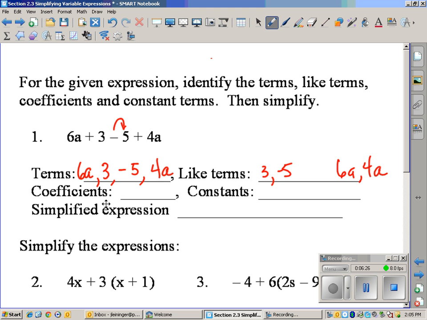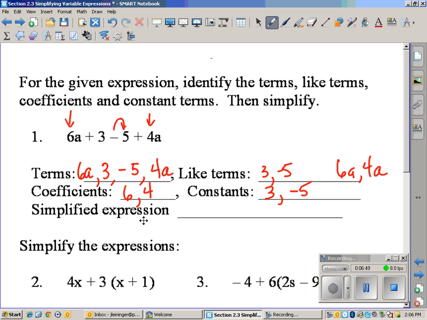Coefficients are the numbers in front of the variables. They do not include the variable, so we have a positive 6 for that one and a positive 4 for the number in front of that one. The constants, remember we said those are the numbers. They remain constant no matter what value we plug in for a. The 3 stays a 3, and the negative 5 stays a negative 5.